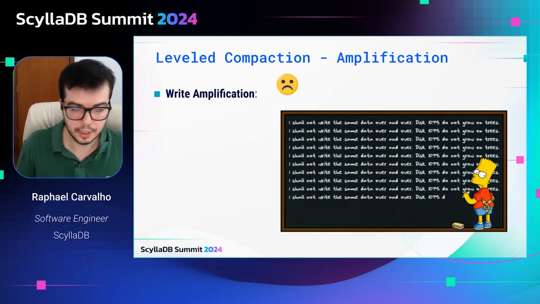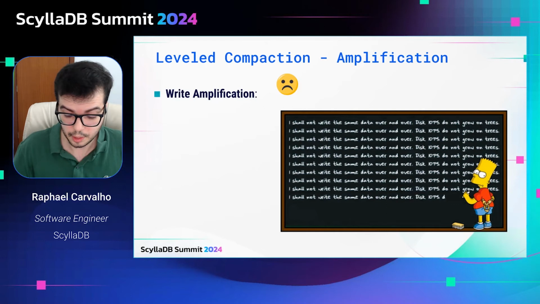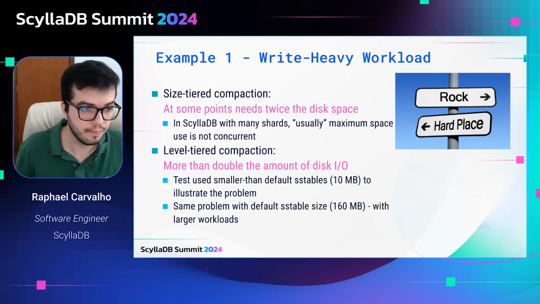So that's one of the things, that's the biggest problem. It rewrites the same data many times, and that's what causes the write amplification problem.